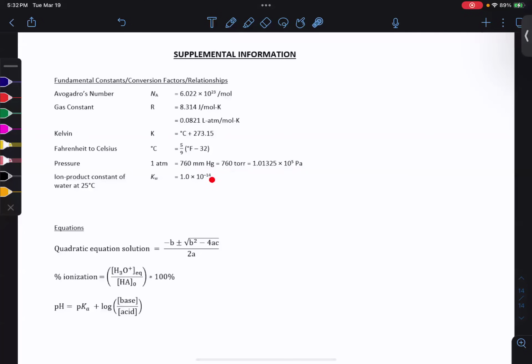Here are pressure conversions. And then here's the important one. This is the ion product of water, so the Kw. So 1 times 10 to the negative 14, but this is only good at 25 degrees Celsius. So if we don't give you a temperature, assume it means we're at 25 degrees Celsius. Unless we give you a different temperature, we would give you a different Kw for that temperature. But for 99% of the questions that we do on this exam and the final, we will use 1 times 10 to the negative 14.